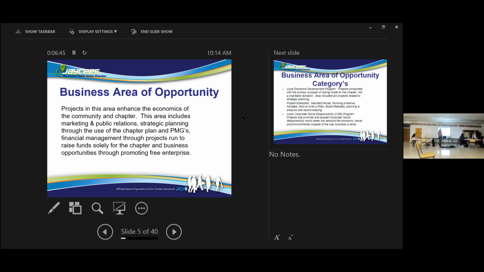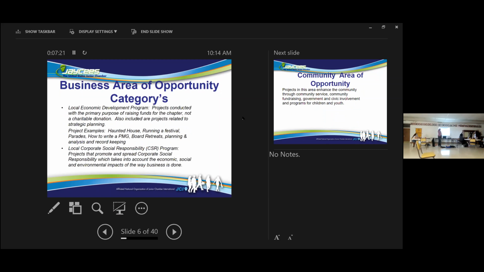The first one that we're going to talk through is the business area, which you can read about, and what kind of events fall under that, such as public relations events. If you send press releases out, that would fall under that. If you have a strategic planning session, like today, this could fall under that. Any kind of fundraising events that you have for the chapter would also fall under the business area.